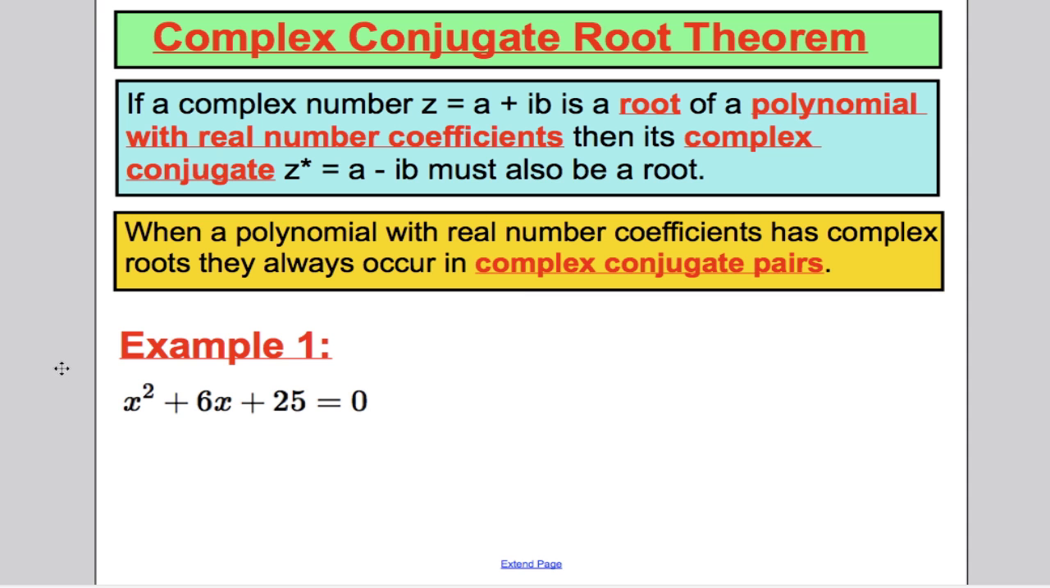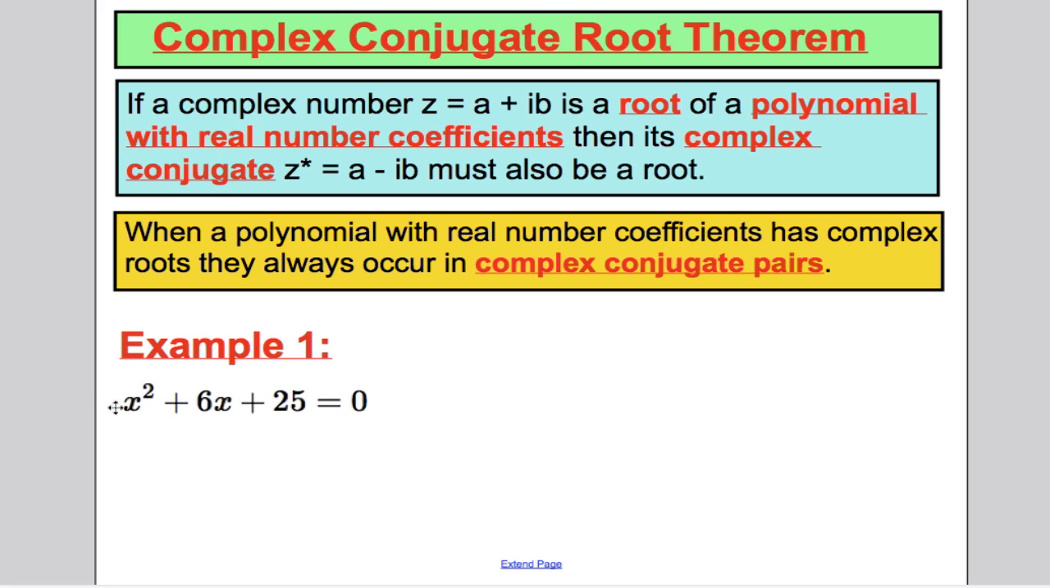Now the theorem says the following. It's called the complex conjugate root theorem. If a complex number, a plus ib, is a root of a polynomial that has real coefficients, then its complex conjugate, z star, a minus ib, is also a root. So whenever a complex number is a root of a polynomial that has real coefficients, then its complex conjugate is also a root. And another way of saying that is when a polynomial with real number coefficients has complex roots, they occur in complex conjugate pairs.